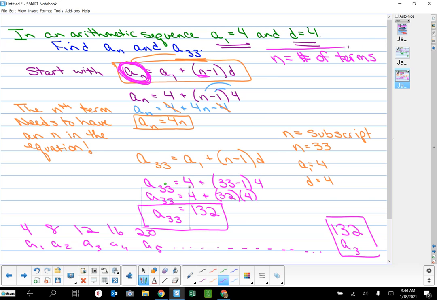That's important. Sometimes that gets missed. n is the number of terms. You need to know that. d is the common difference. Right? You need to know that.